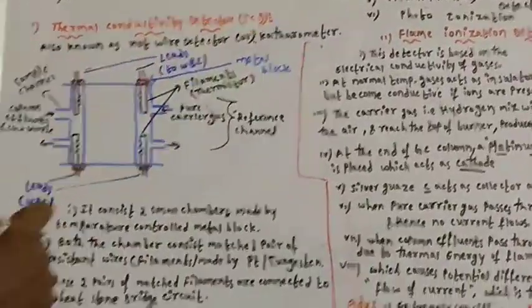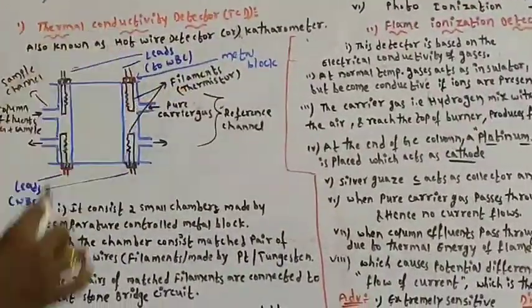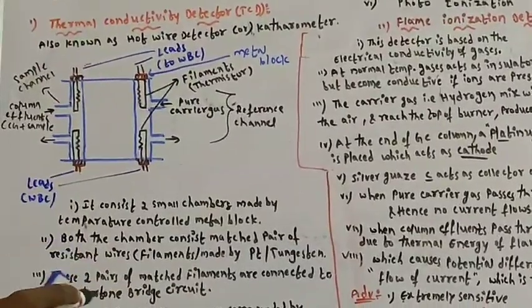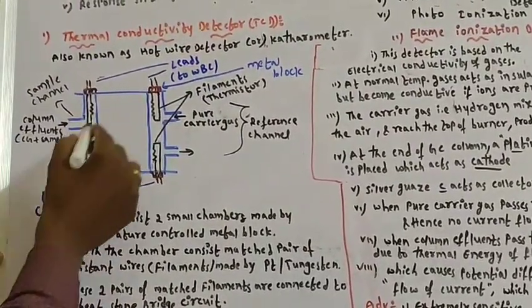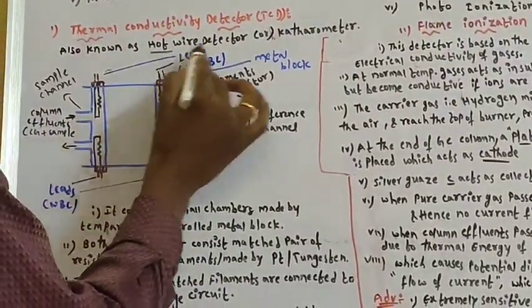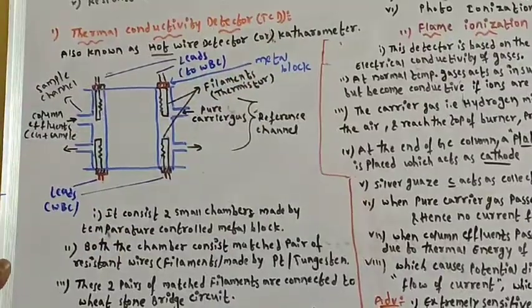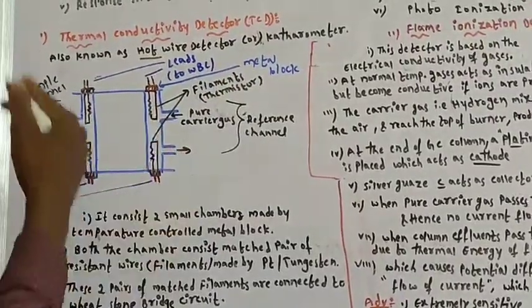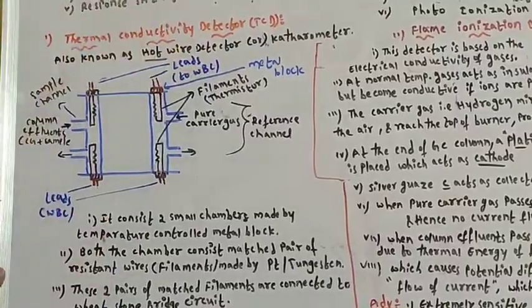First one, the thermal conductivity detector. The most important one. It is also known as the hot wire detector and catharometer. I will explain why it is known as hot wire.